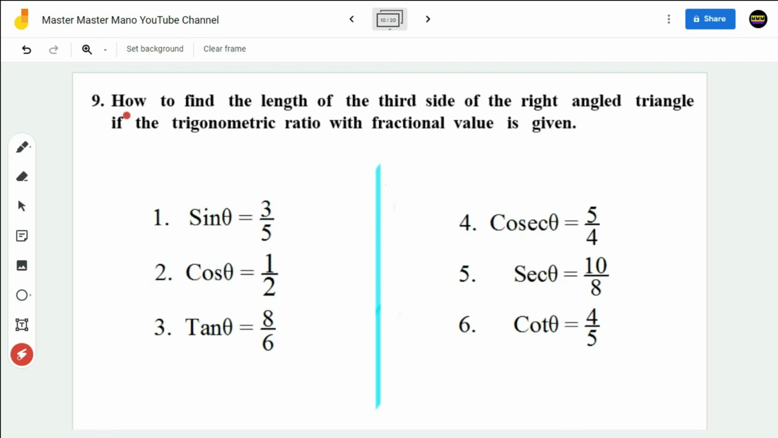Now we are going to see how to find the length of the third side of the right angle triangle if the trigonometric ratio with fractional value is given. To know this type of problems, we have to do few examples. Here I have written 6 problems, that is sin theta equal to 3 by 5, cos theta equal to 1 by 2, tan theta equal to 8 by 6, cosecant theta equal to 5 by 4, secant theta equal to 10 by 8, and cot theta equal to 4 by 5. If we find this type of problems, we have to learn the trigonometric ratios.